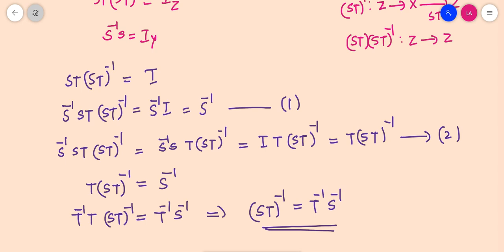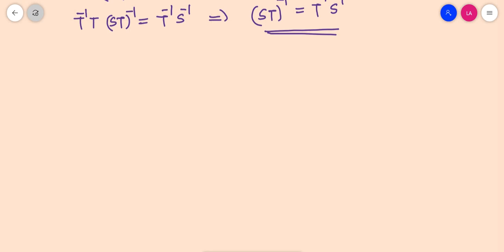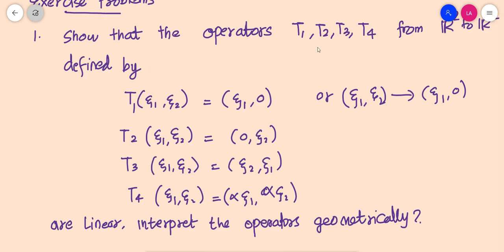So this ends the first section of our discussion. Let's move on to some exercise problems which are for you. The first question is: show that the operators T1, T2, T3, T4 from R square to R square defined by T1 of theta 1, theta 2 is equal to theta 1, comma 0, T2 of theta 1, theta 2 is equal to 0, comma theta 2, T3 of theta 1, theta 2 is equal to theta 2, comma theta 1, T4 of theta 1, theta 2 is equal to alpha theta 1, comma alpha theta 2 are linear, and interpret the operators geometrically.